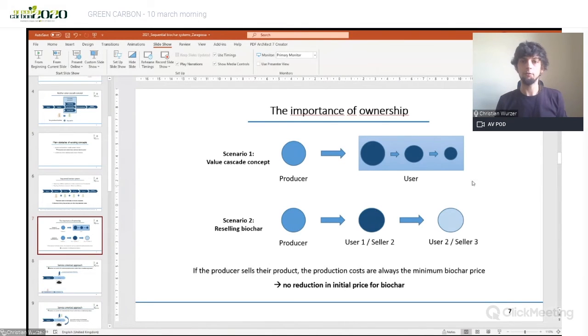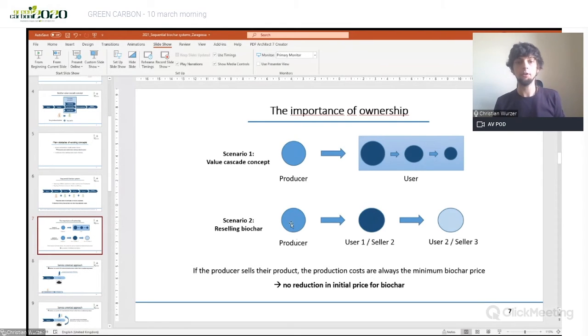So here we have two scenarios. We have the value cascade concept. You, as a producer, you sell your biochar, and then the user uses it several times. So in this scenario, the user has an advantage. However, the producer still relies on matching his production costs by selling the biochar.